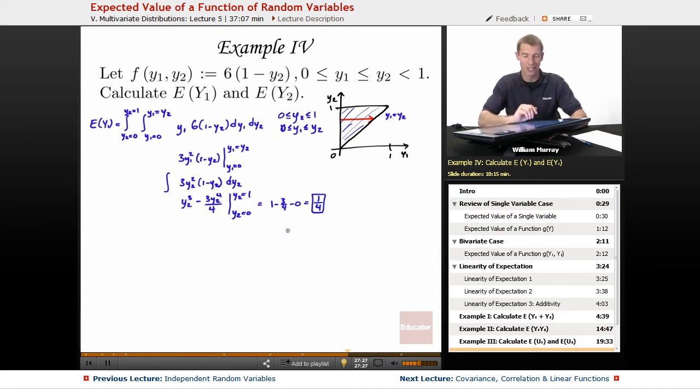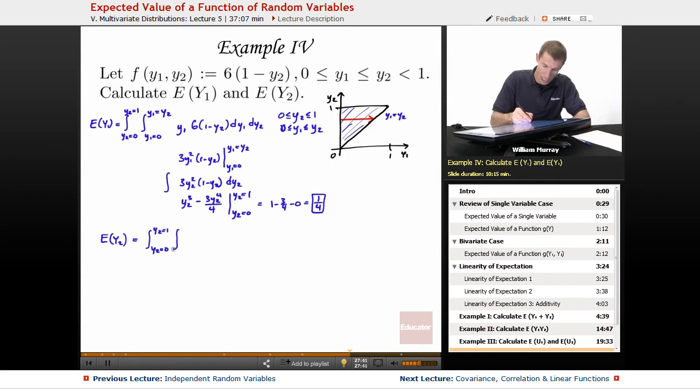And I still have to calculate the expected value of y2 because the problem asks for both of those. But I've already done some of the work. I've already described the region. So it'll be the same integral, y2 equals 0 to y2 equals 1, and y1 equals 0 to y1 equals y2. The same integral, except that instead of multiplying by y1, I'm going to multiply by y2 because that's what I'm finding the expected value of. So y2 times 6 times 1 minus y2.